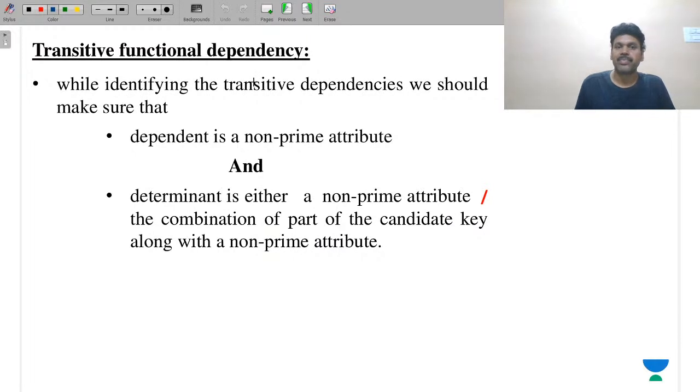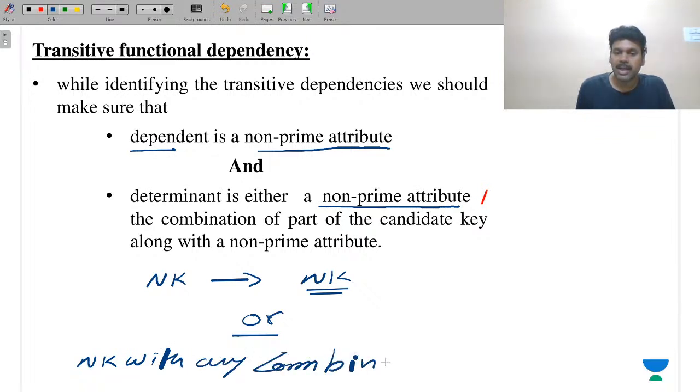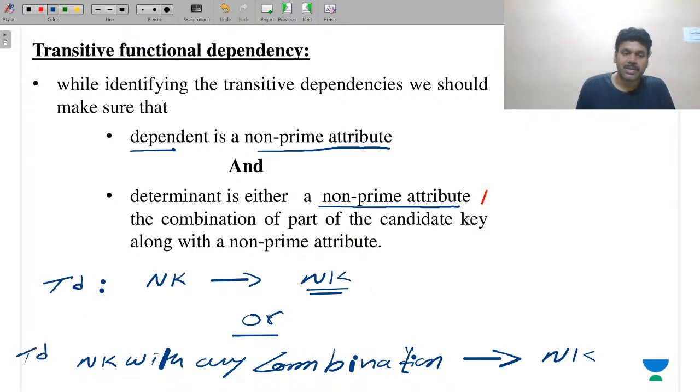Let us see here. This is also the same definition. I told you dependent must be non-prime. Determinant can be any combination you may wish. I am writing here again. Dependent must always be non-key, or another one is also there, a non-key with any combination. LHS I don't mind, but it must not be a candidate key or a super key, which implies only what? Non-key. Okay friends, same. This is also TD. This is also what? TD only. LHS must not be a key, but RHS must be what? Non-key.